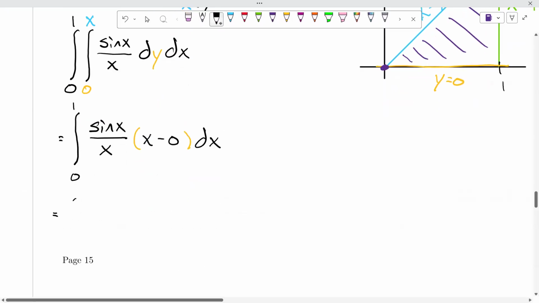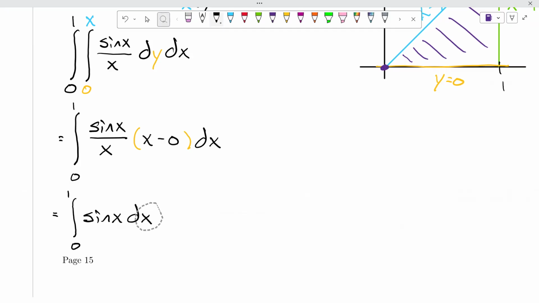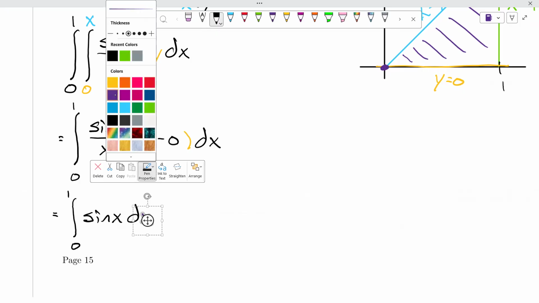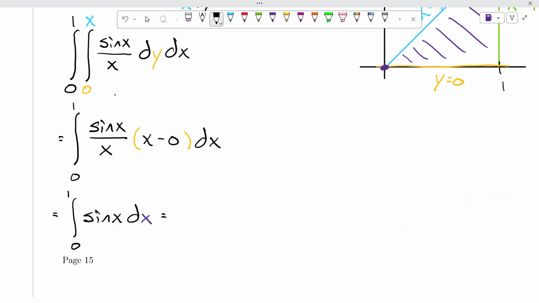All right, so simplifying this thing, sine x over x times x is simply sine x dx. Where now it's time to actually do that x integral, and the integral of sine is negative cosine. So this will be negative cosine of 1 minus negative cosine of 0, and cosine of 0 is 1.